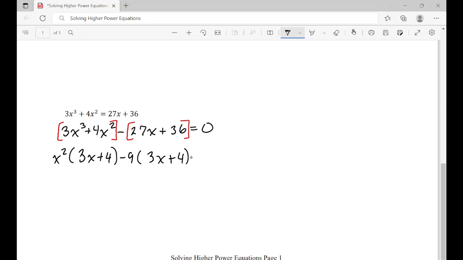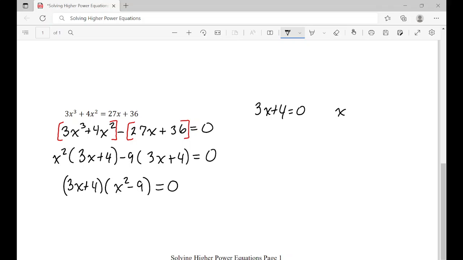3x plus 4 again, which if you've forgotten, you should remember that for factor by grouping, the first parentheses and the second parentheses should match completely. If they're not, most likely the error is going to be in the second parentheses. But we have no error here, so now I can factor out a 3x plus 4 from both terms, and I'm going to get 3x plus 4 times x squared minus 9 equals 0. And again, I'm going to set each parentheses individually equal to 0. So 3x plus 4 equals 0, and x squared minus 9 equals 0.